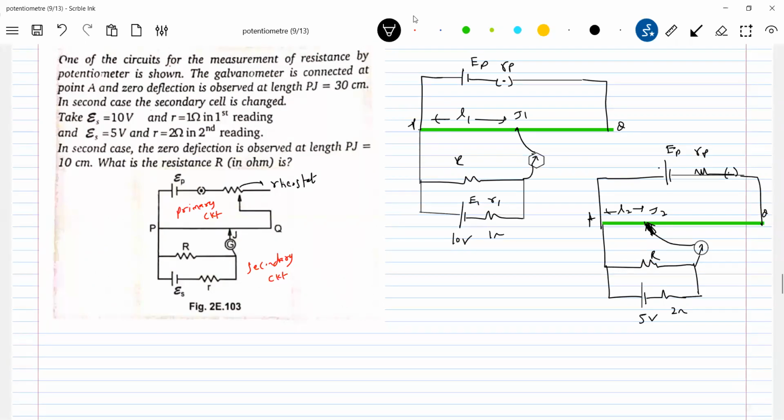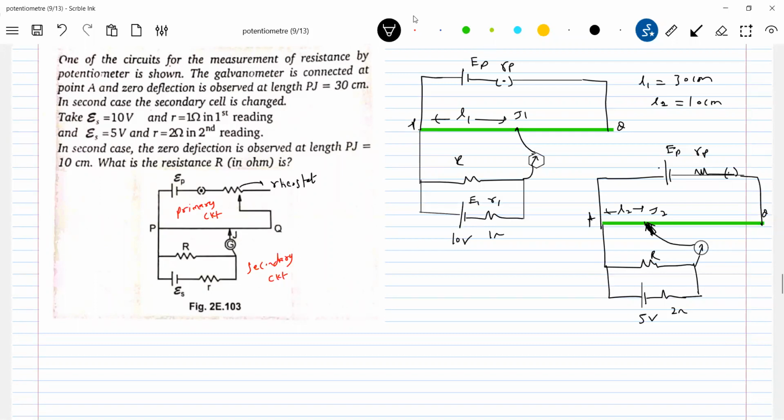How to get that? So we don't have information of the primary, no? The only thing is we know lengths L1 and L2. L1 is how much? L1 is 30 centimeter. L2 is 10 centimeter. And we know the EMFs. So what will it read now? It will have some standard EMF, no?